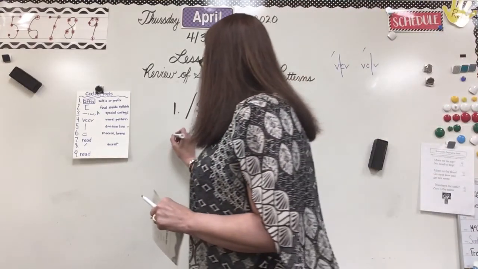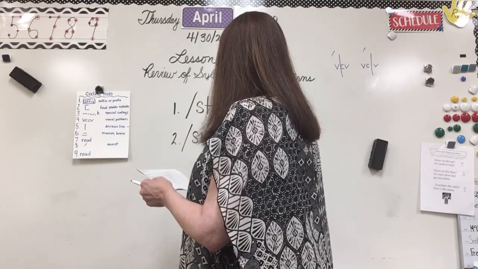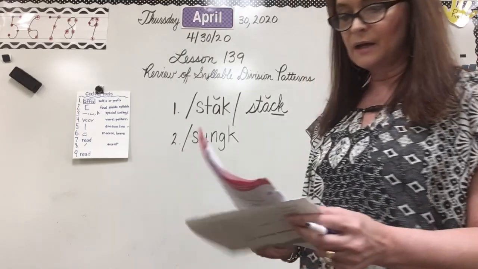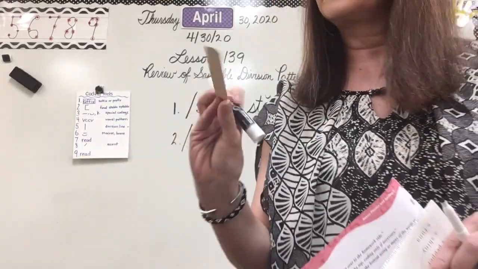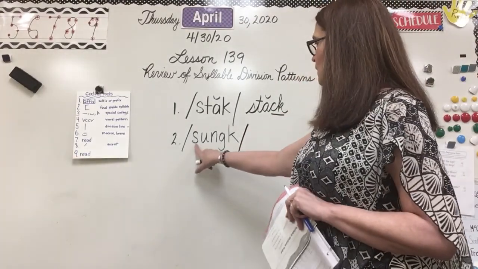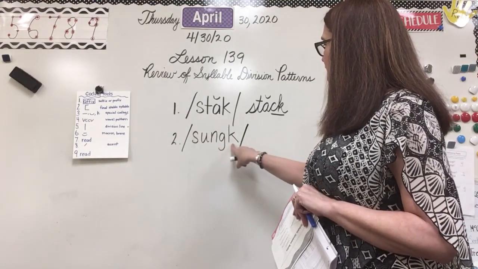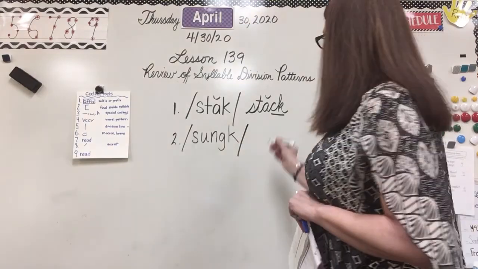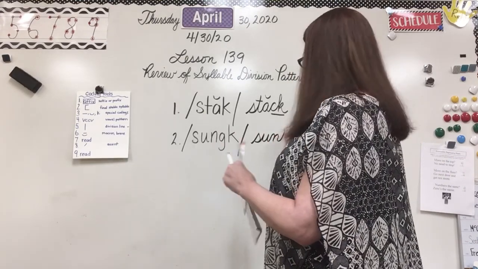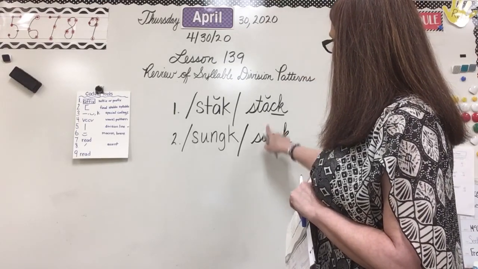All right, now, look at the second one. It is written like this on your paper. All right, so I'm going to pick 14, Caleb. How would you pronounce this word, Caleb? Sunk. Sunk. That's how it sounds. But how would you spell it, Caleb? S-U-N-K. Sunk. Now, why did we use K instead of CK?